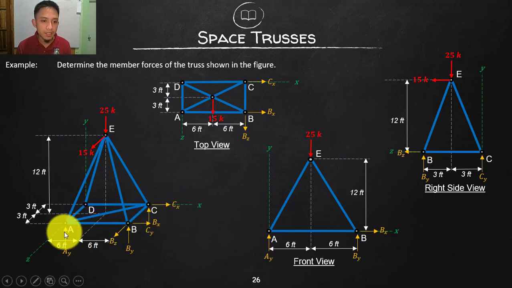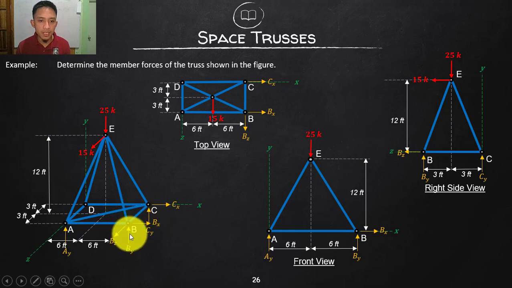Just like here, there is only one arrow going up, so it means it is a roller that is supporting the vertical movement of this point. In here, that is a hinge, because it only supports the vertical and the horizontal. It does not support the z-axis movement. So it is just a hinge.